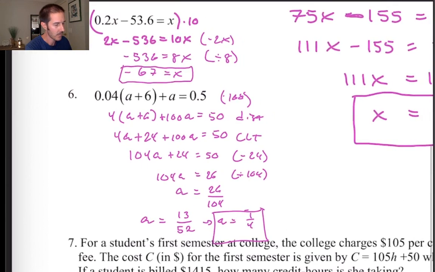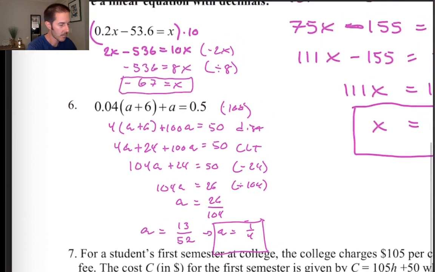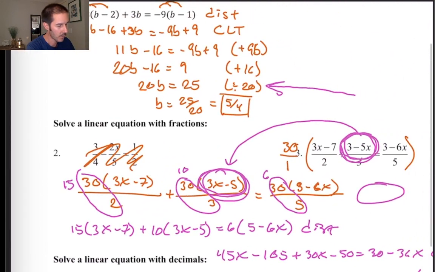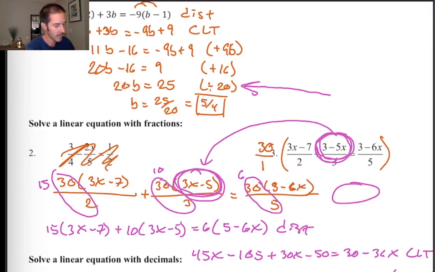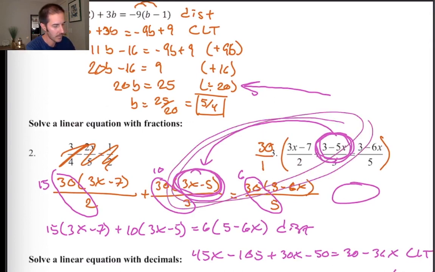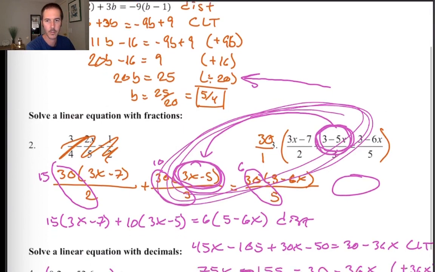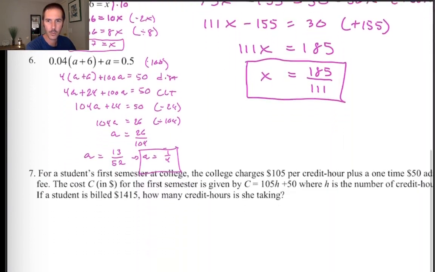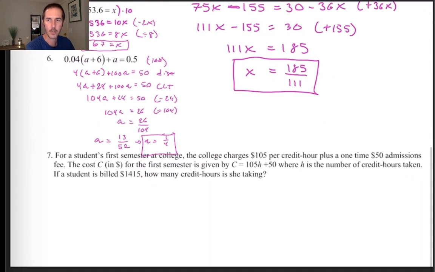So we've got decimals, we've got fractions, we've got distributing, we've got learning from our mistakes, right? We have to go slowly enough and carefully enough that we don't make a mistake like this one. That was too simple of a mistake to have made. Don't do that. Let's check out a couple of word problems.